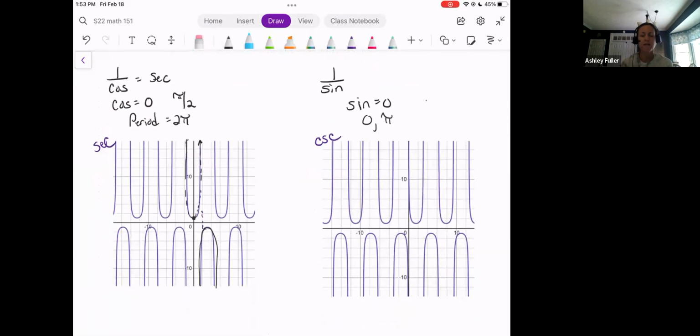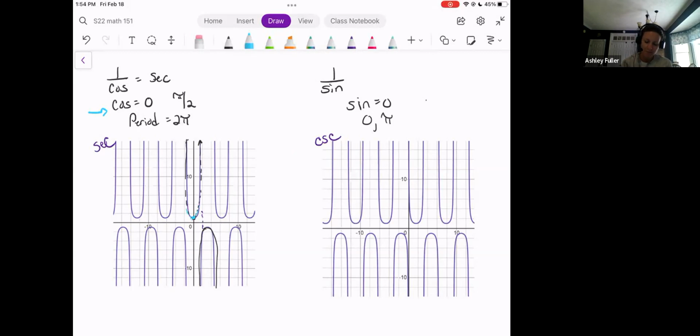Secant and cosecant, we can make some similar comparisons here. We know that secant is the inverse of cosine. So anywhere cosine is 0, we're going to have those vertical asymptotes. But also note that the function of secant is going to tend toward either infinity or negative infinity, depending on if cosine is positive or negative. And again, notice that secant here goes through the point 0, 1.